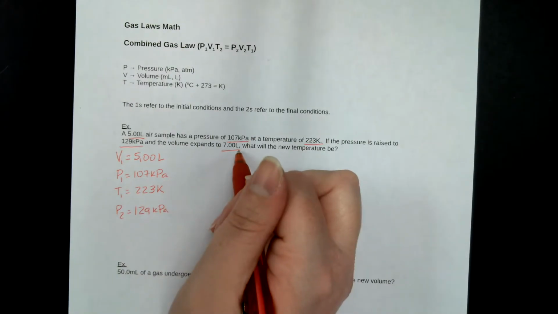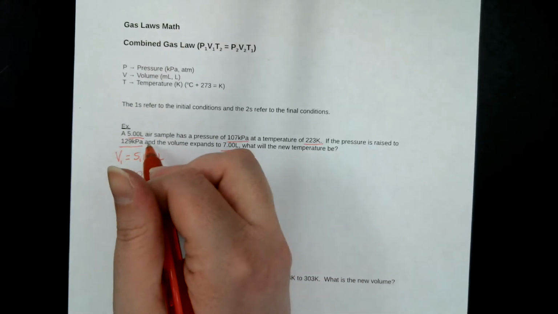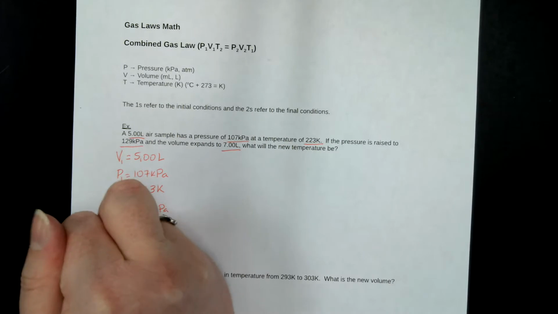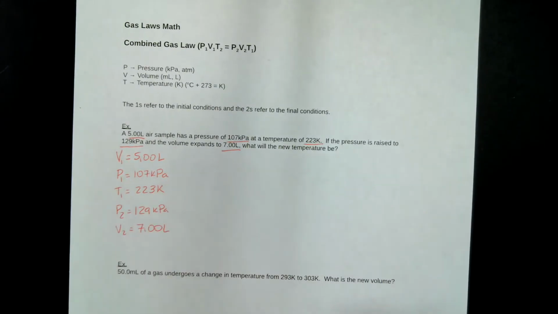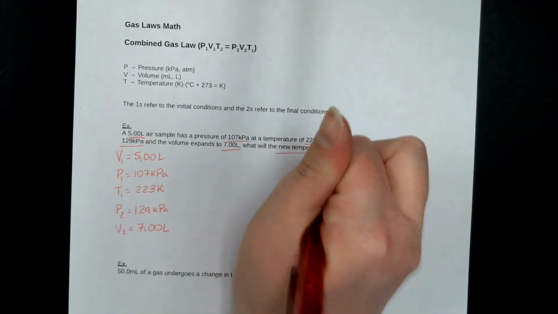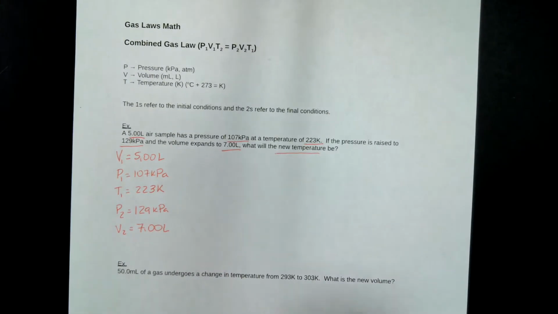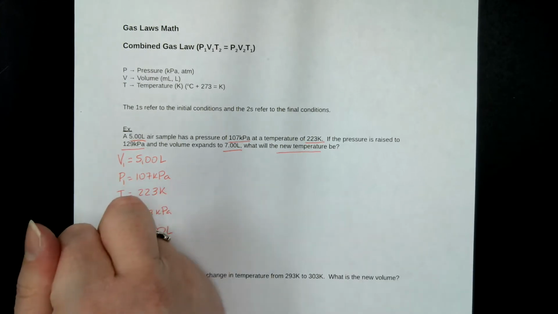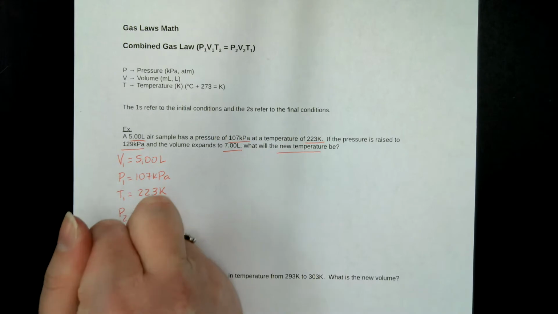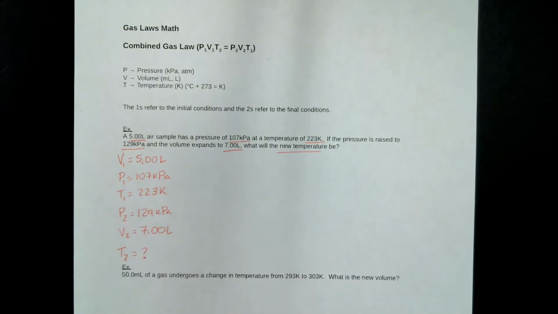So this is our final volume, this is our final pressure. So V2 is 7.00 liters. And we want to know, what is the new temperature going to be? So we are ultimately going to be solving for T2. What is that final temperature?